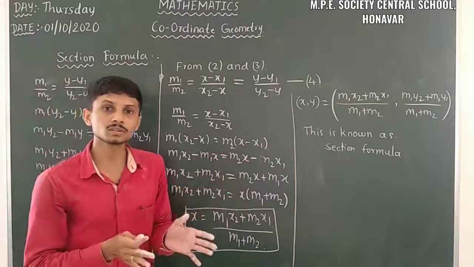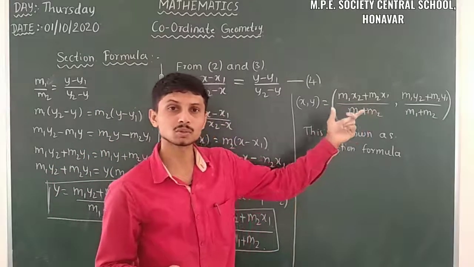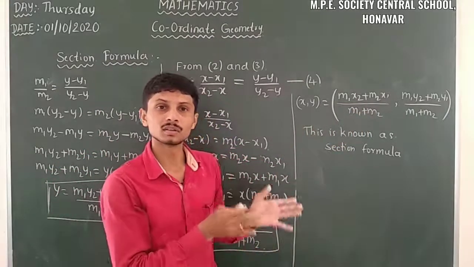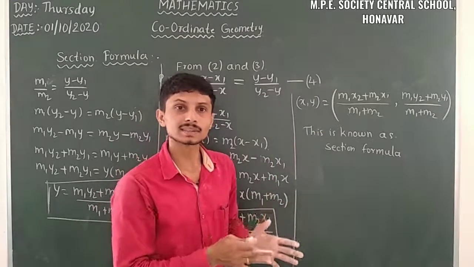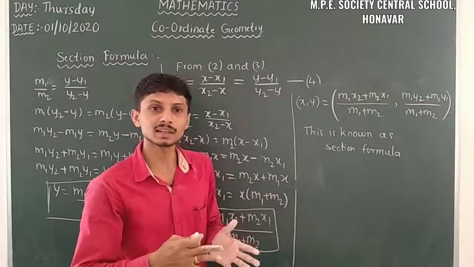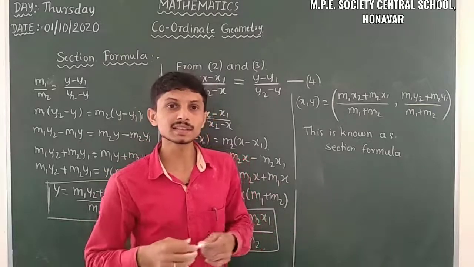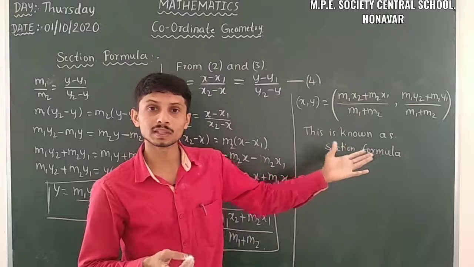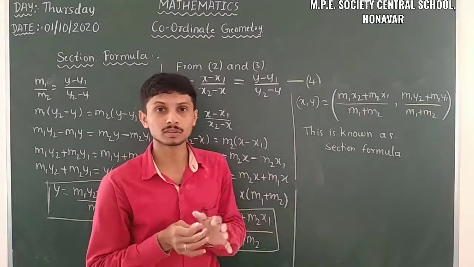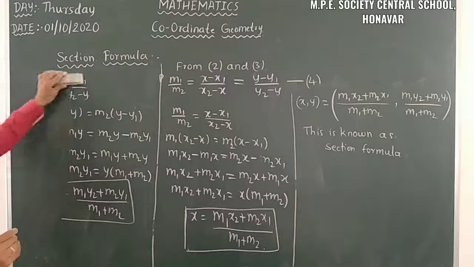So when we have m1 and m2 and x1 and x2, we can find out that point which cuts that line internally in the ratio m1 and m2. So let us take some of the cases. What happens when m1 and m2 are equal? That means when we take the midpoint. So what happens? We have to check in case 1.